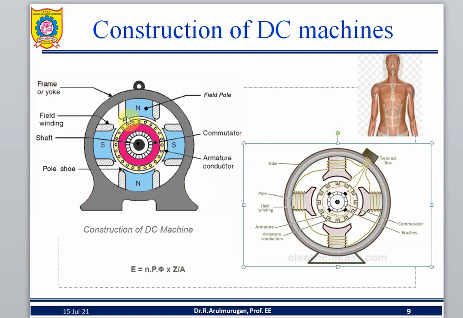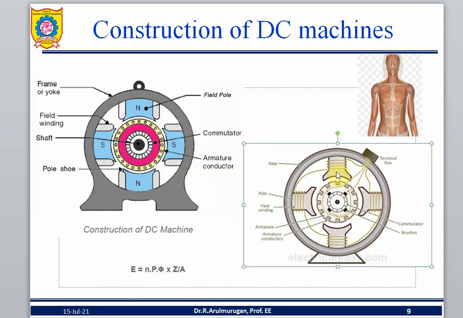There are two coils. The stationary coil, or stator coil, is the field coil. Another one is the rotor coil. The rotor coil is the armature coil. Then the rotor shaft is there. The shaft is attached, and the commutator is present.